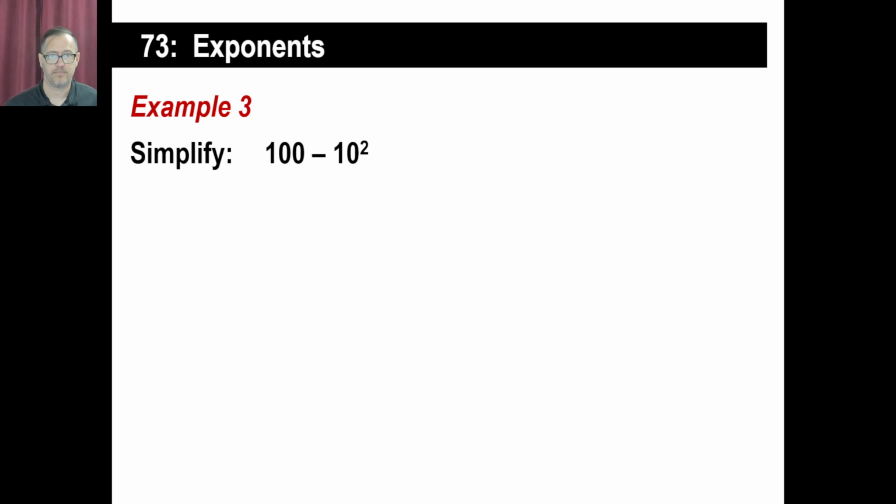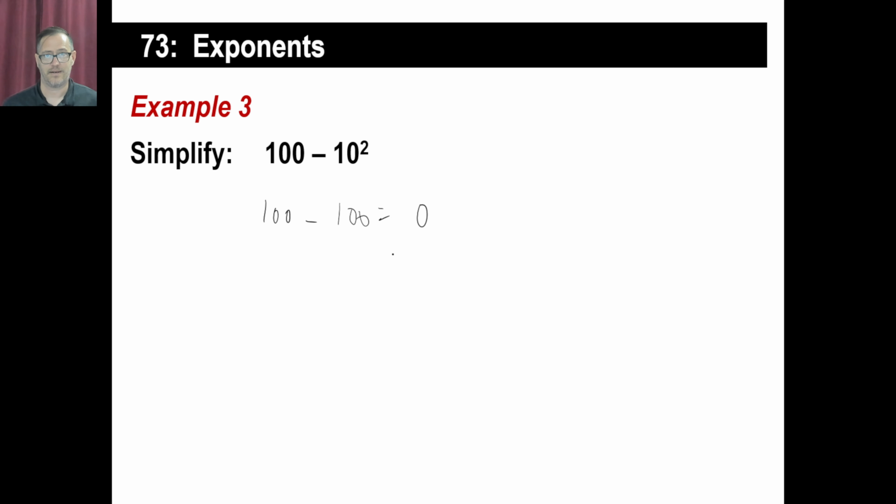Okay? All right, here's another one. Simplify this one: 100 minus 10 squared. Well, you could look at this and go 100. We already know what that is, 100. 10 squared just means 10 times 10. So the answer to this would be 0.